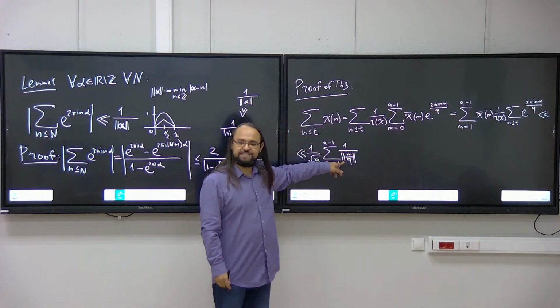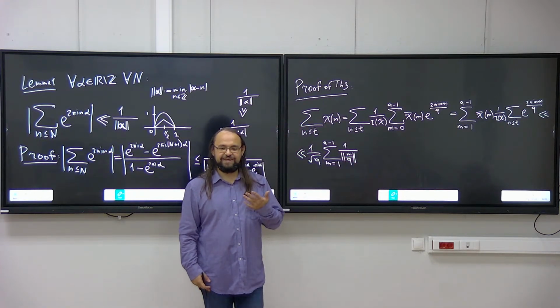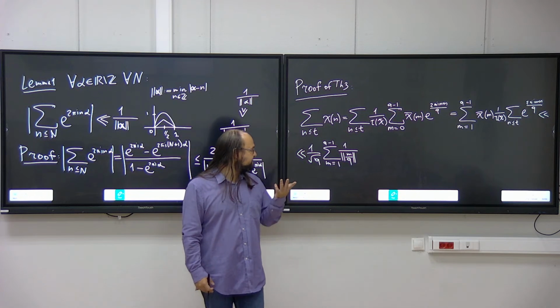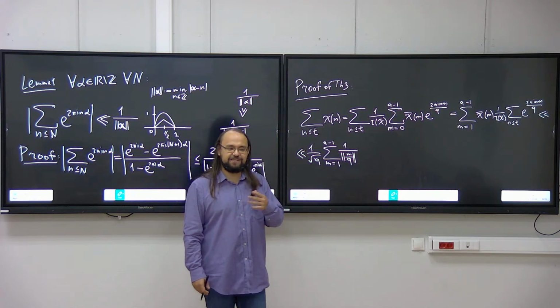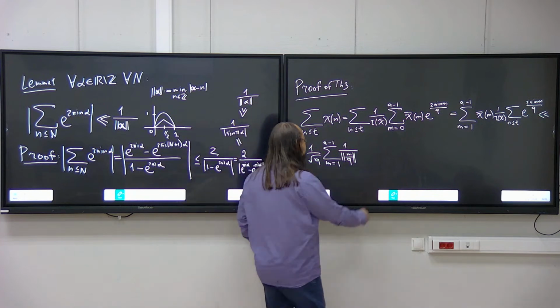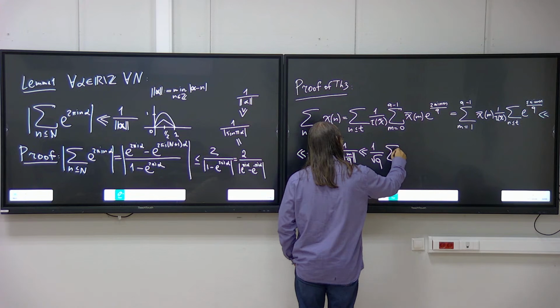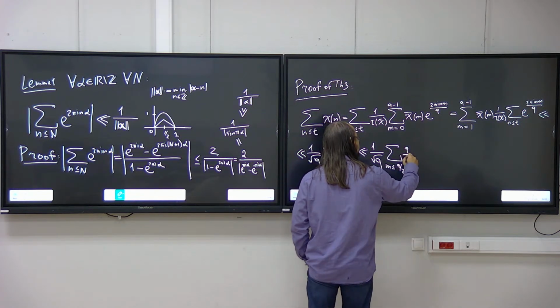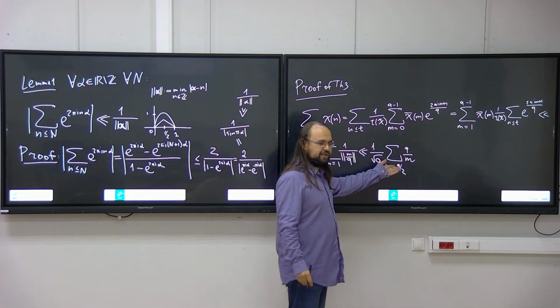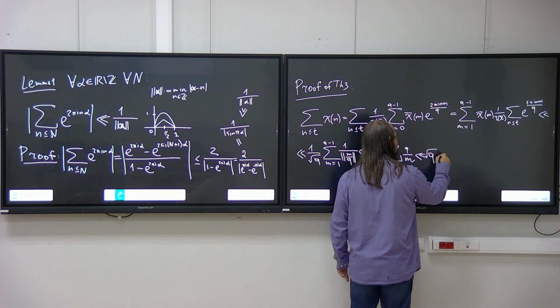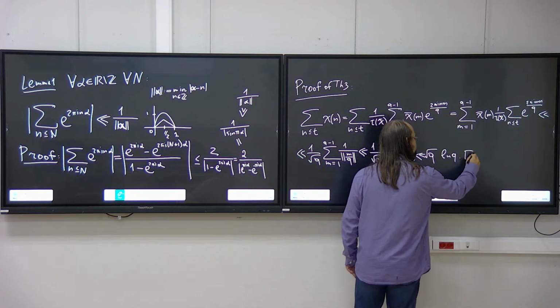And now what is this distance? If m is at most half of q, then it is just m over q. And if m is at least half of q, then it's q minus m over q. So this is at most 1 over square root of q, sum over all m less than or equal to half of q, q over m. And this is once again a harmonic number, so this is at most square root of q log q, which concludes the proof.